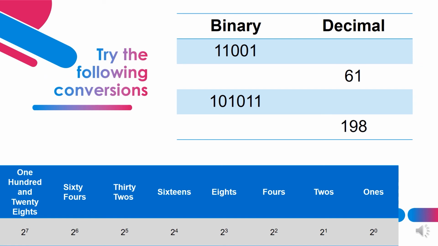Try the following conversions now, using a paper and pen. Here's the table that will help you with the working out. Press pause so you've got time to work out the answers, but the 4 questions are: the number 11001 in binary, what is that in decimal? The decimal number 61, what does that look like in binary code? The third question, 101011, what's its value in the decimal number system? And finally, convert the number 198 in decimal to a binary number.